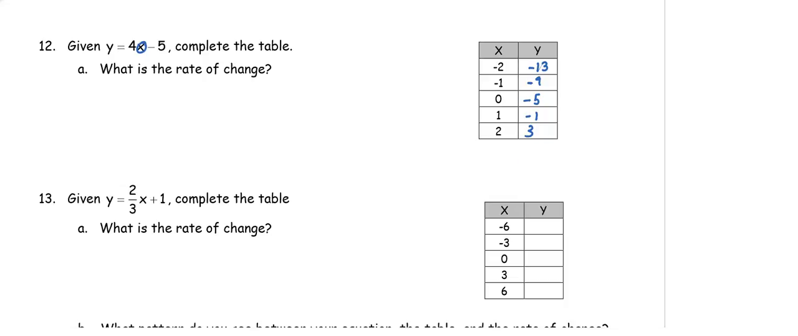So what is the rate of change? You can pick any 2 points in the table you want. So I'm just going to use the first 2 points. So to get from -2 to -1, I added 1. To get from -13 to -9, I added 4. So my rate of change would be 4 over 1.